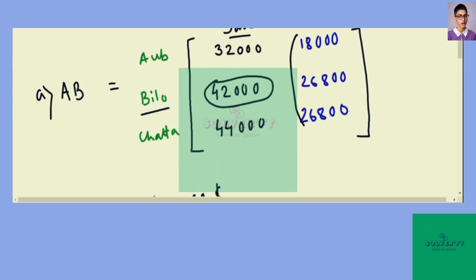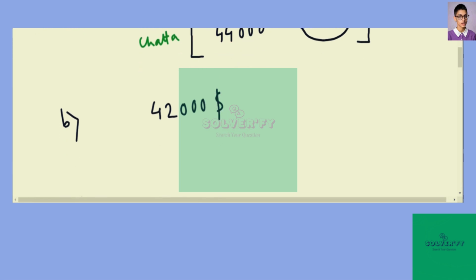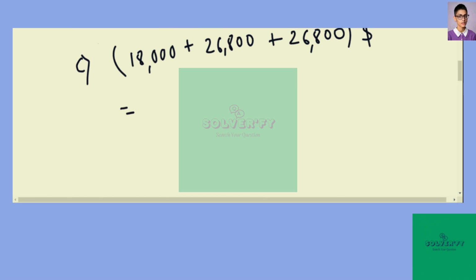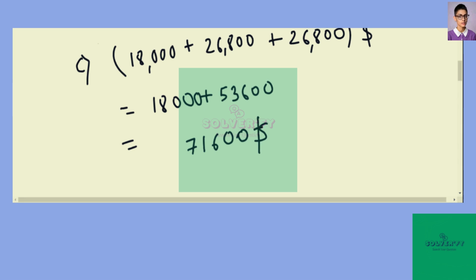That would be 18,000 plus 26,800 plus 26,800. So that much in dollars, which would be 18,000 plus 53,600, giving 71,600 dollars. So this is the final answer for C.